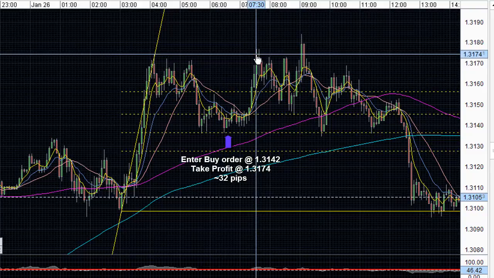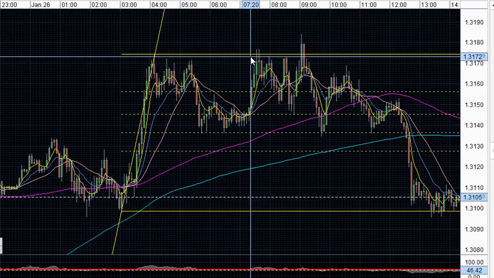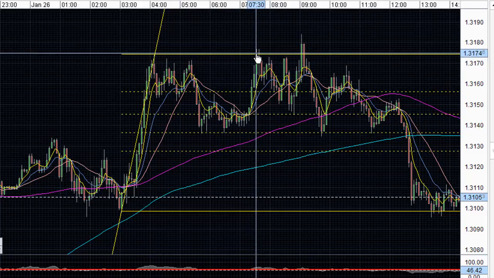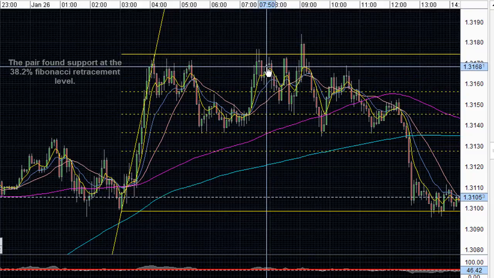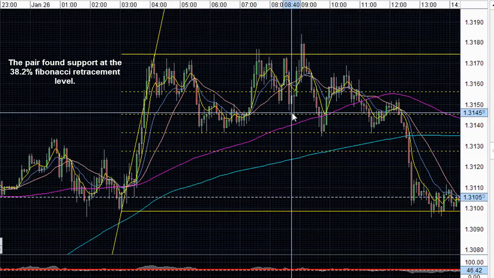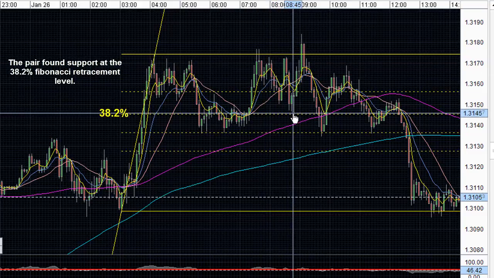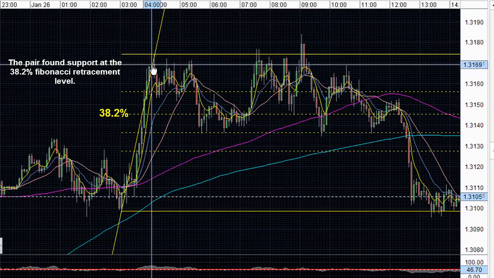So then there was actually another opportunity. If you missed that opportunity, you could have also re-entered on another retracement back to another fib level. And around 8:40, you can see that price retraced and found support at the 38.2% fib level of this rise here.